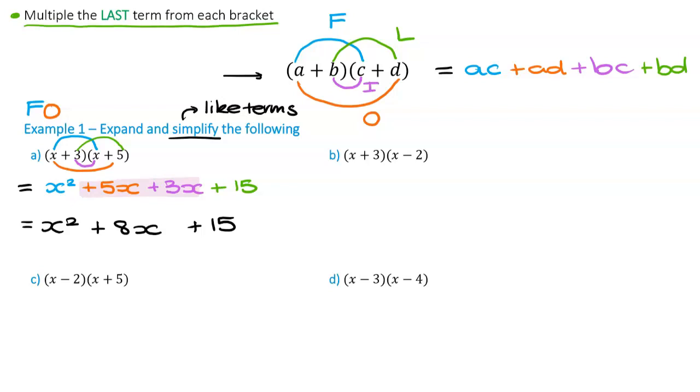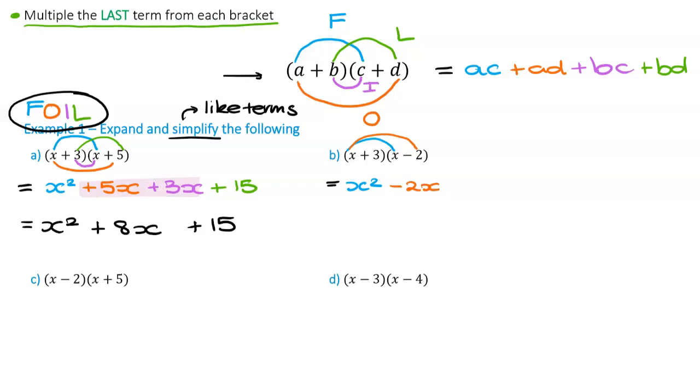Okay, let's look at the next one. We're going to use FOIL again. We're going to do our first term. So that's going to be x times x here. X times x just gives us x squared. We're going to do our outside. So x times negative 2 here. X times negative 2 is negative 2x.